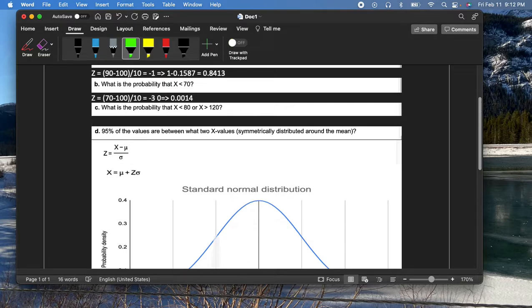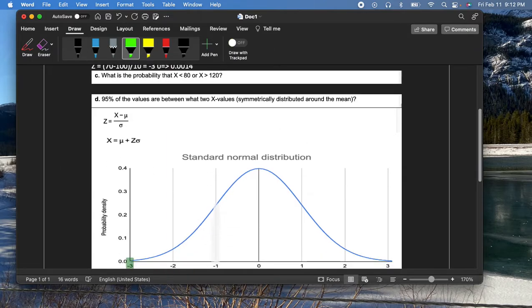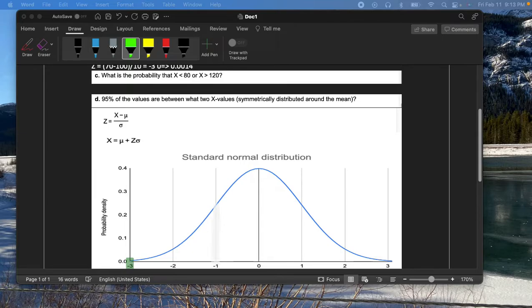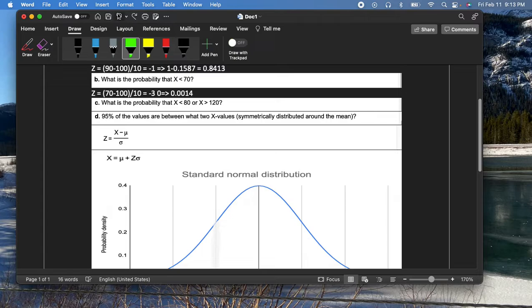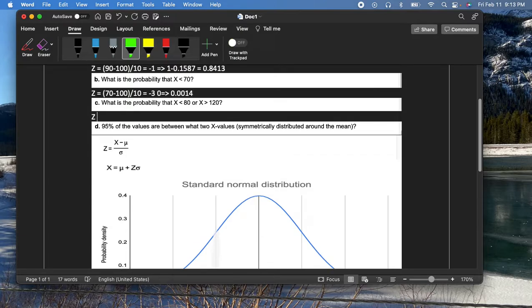So this one is a little bit different. It says, what is the probability that X is going to be less than 80 or greater than 120? Okay, so we're going to need to do things a little bit differently. Let's start by converting to Z values. So Z is going to equal 80 minus 100, divided by 10, and that is going to equal -2.